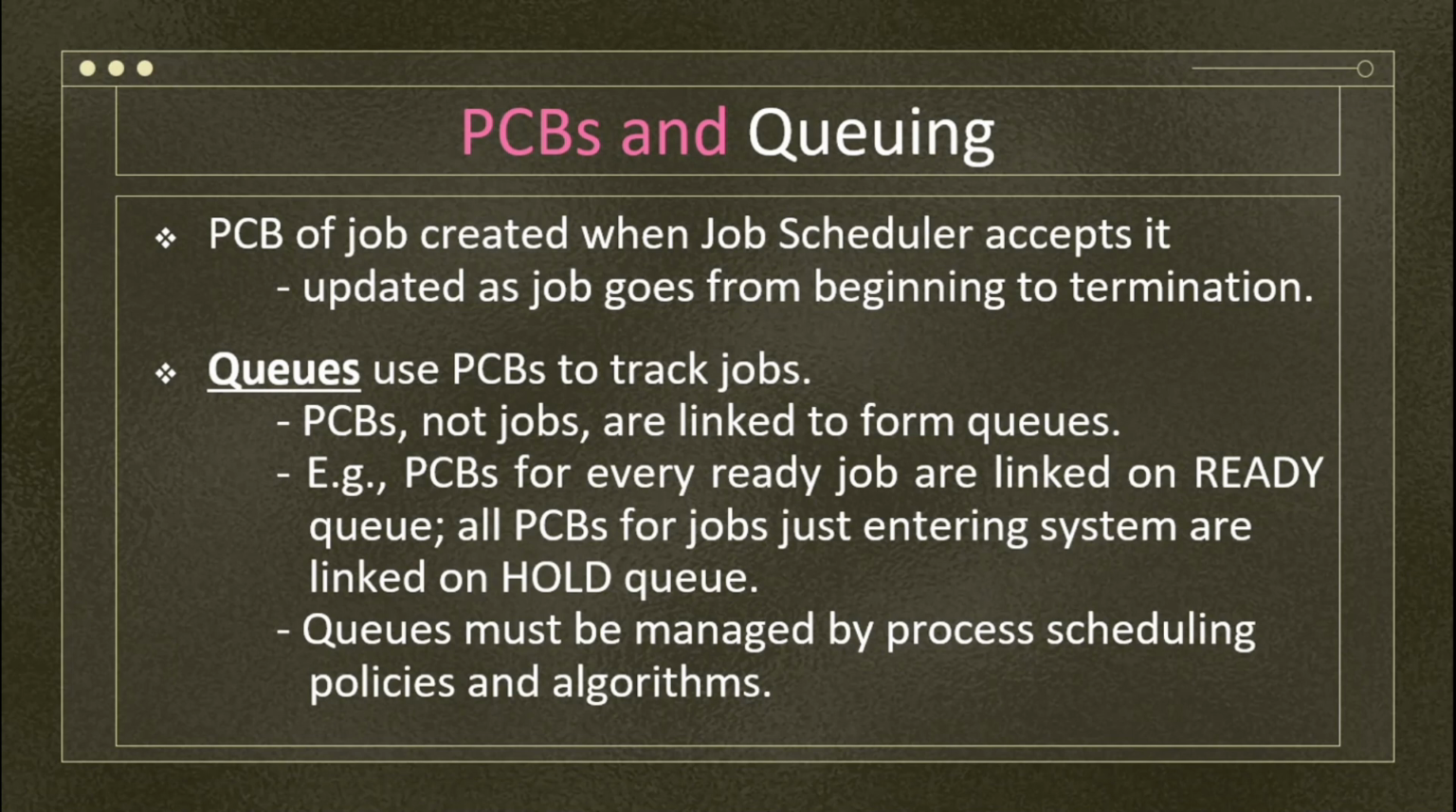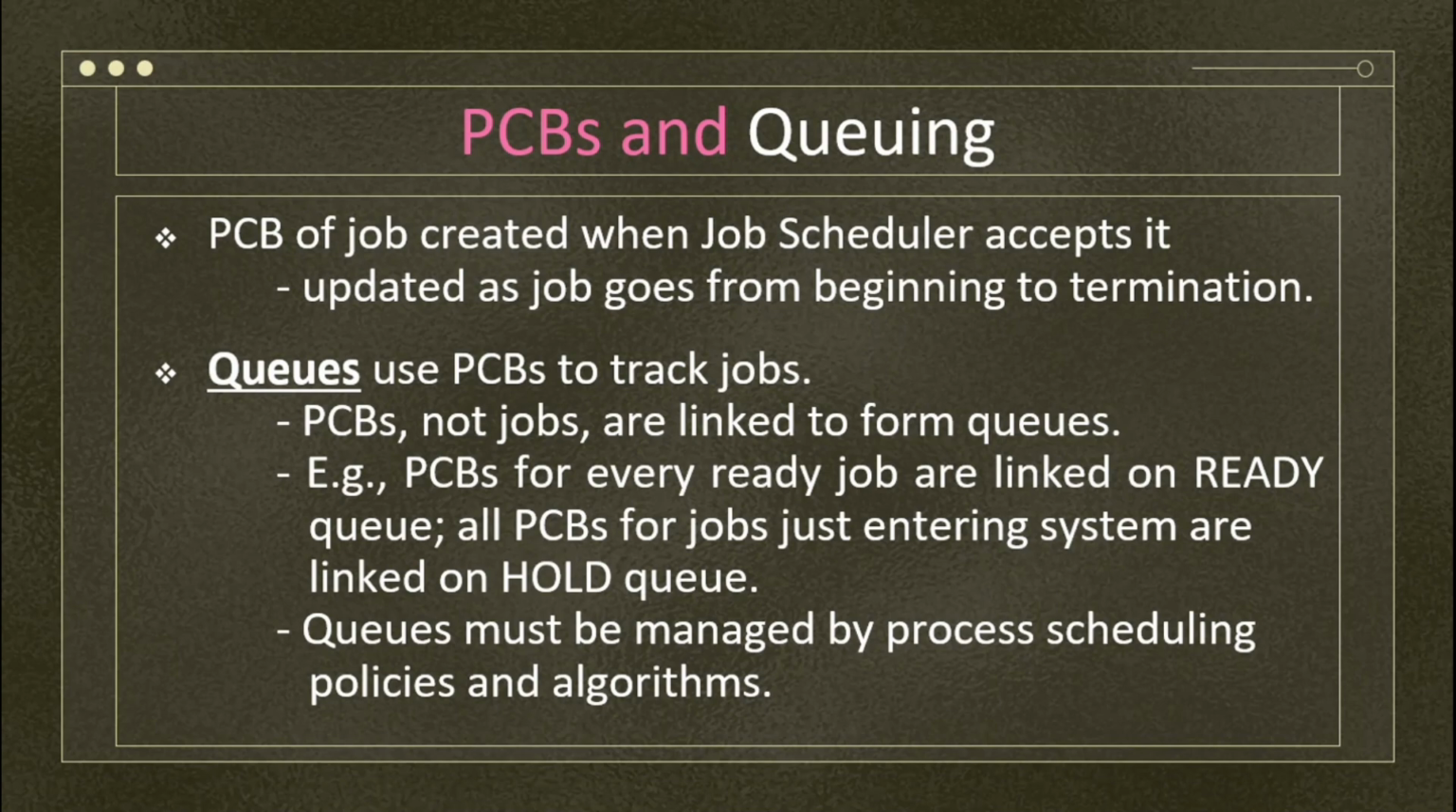PCBs, not jobs, are linked to from queues. For example, PCBs for every ready job are linked on the ready queue. All PCBs for jobs just entering the system are linked on the hold queue. Queues must be managed by process scheduling policies and algorithms. Queuing refers to the process of organizing and managing a sequence of items or tasks in a specific order, typically in a first in, first out, or FIFO, manner.